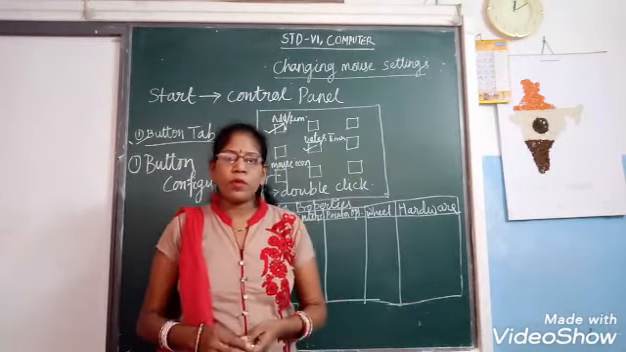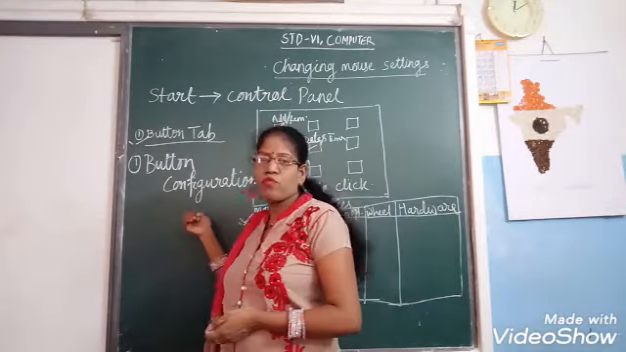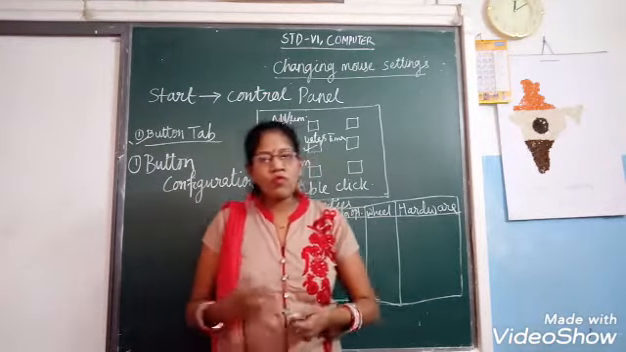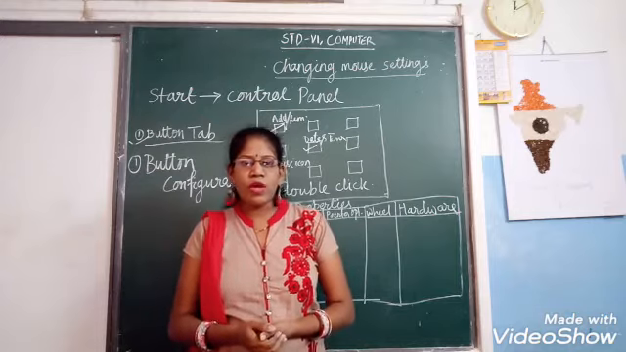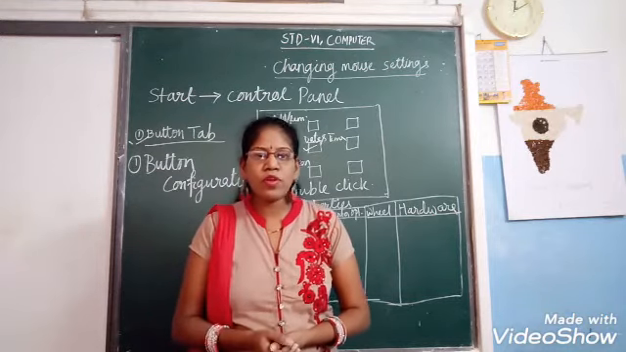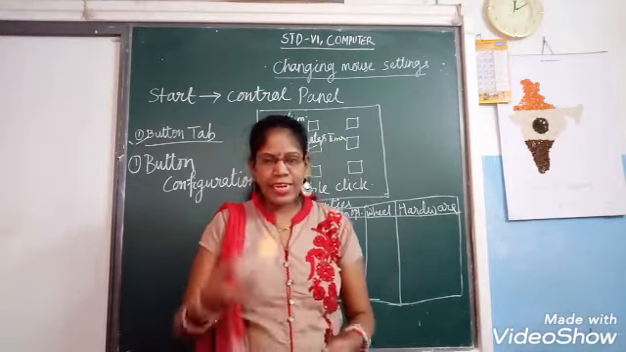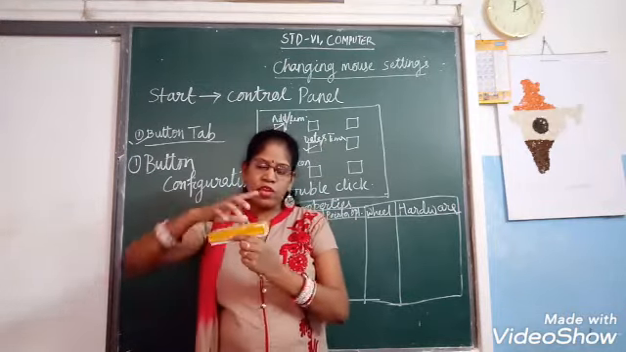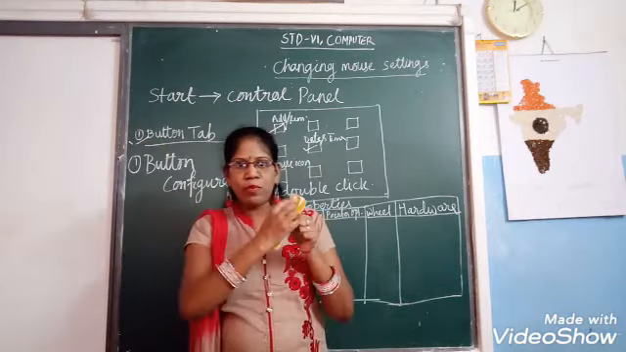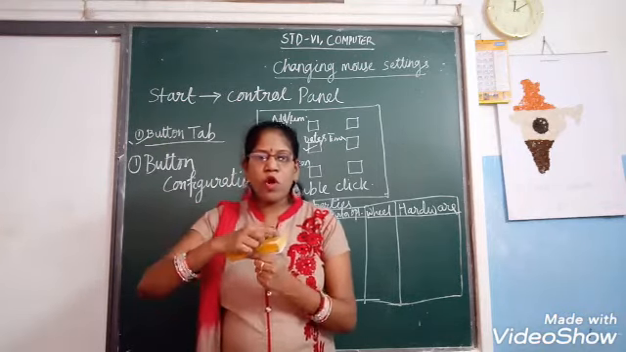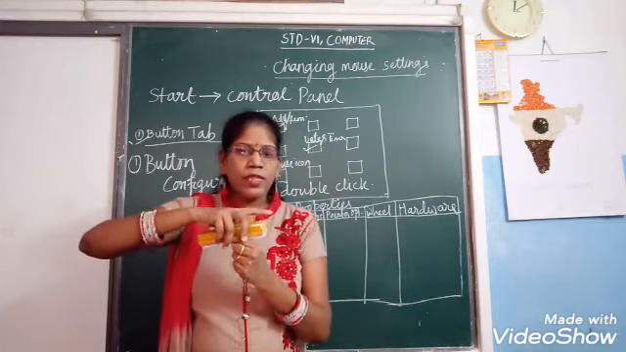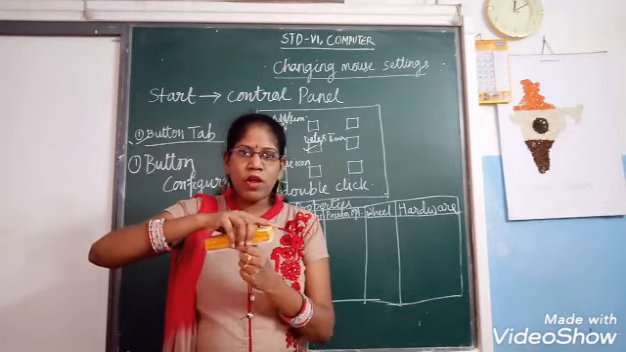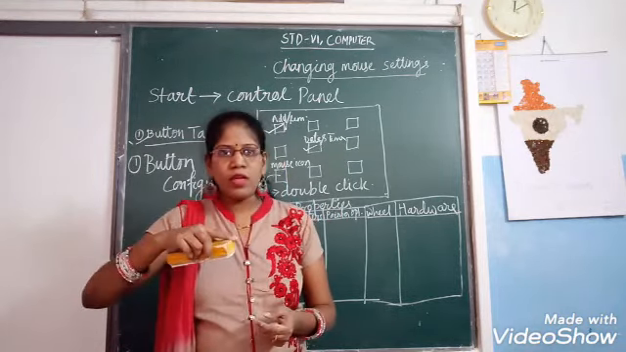See, what do you mean by button configuration? We all know this whenever you have seen a mouse. Suppose let's take an example. See, this is your mouse. Have you seen 2 buttons and there will be a wheel in the middle? So we always click on the left button and we drag.